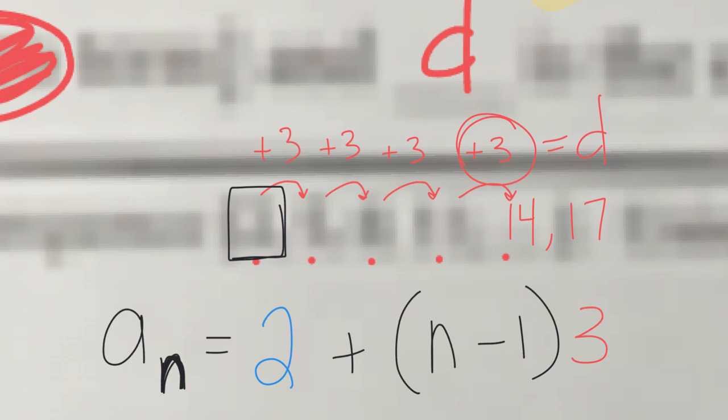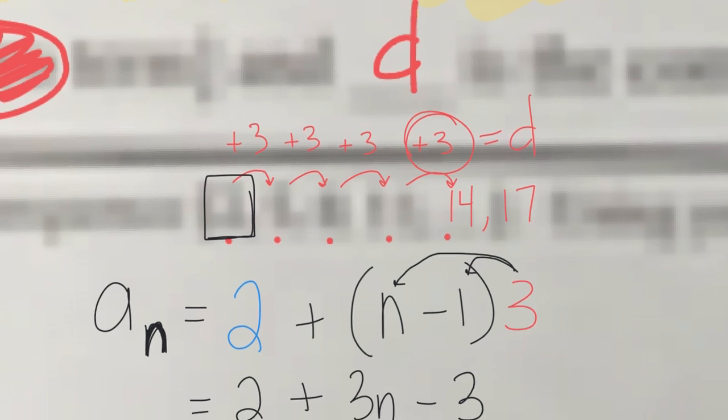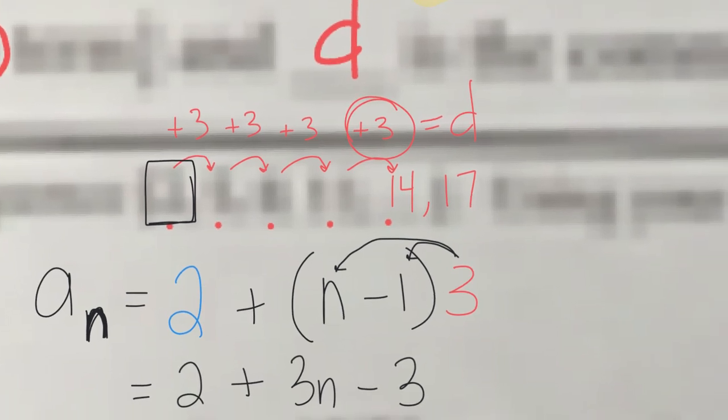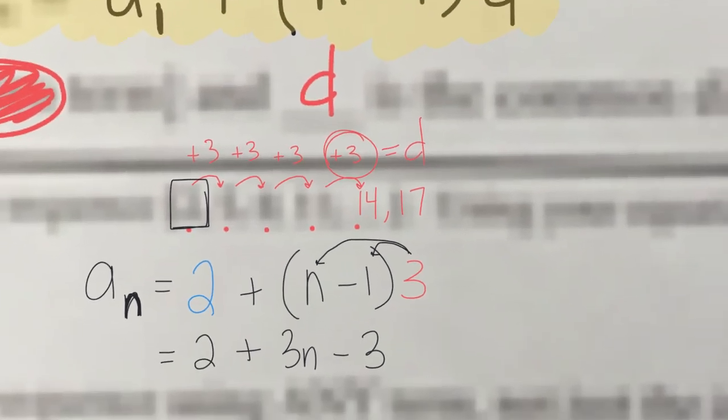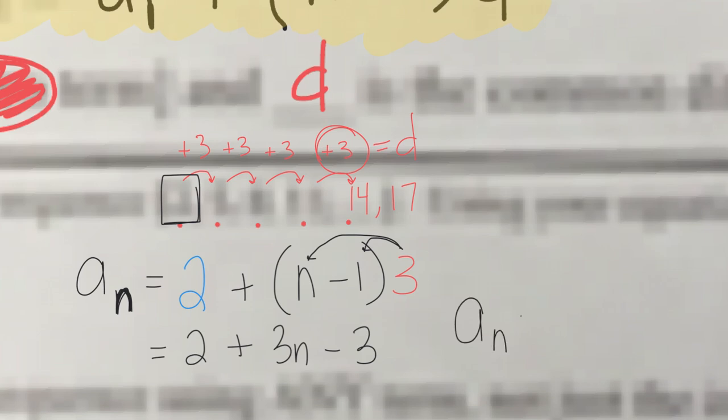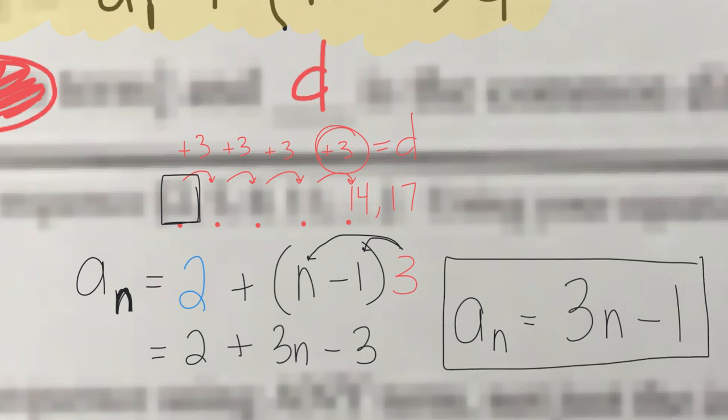Now let's simplify. Let's distribute our 3 into both of our terms here. 2 plus 3n minus 3. When we distribute, we multiply both of those by 3. And then when I simplify, 2 minus 3 is -1. So my formula is 3n minus 1. This is going to be my equation that I use to generate any term of my sequence.